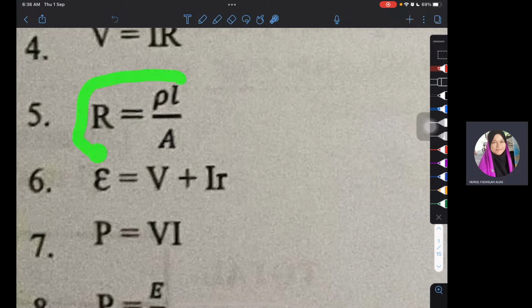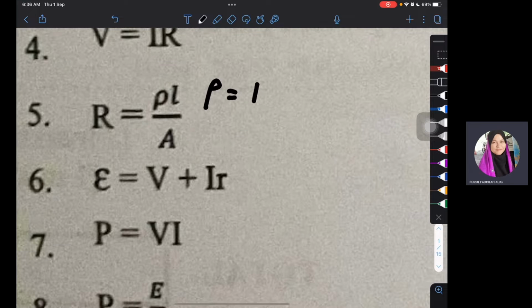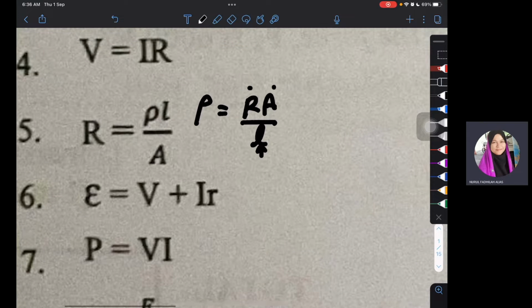So you can use this formula to calculate resistivity. Resistivity equals RA over L. What is R? Resistance. What is A? Surface area. And this is the length. So if you want to see the relationship between the length and the resistance, it's directly proportional. If you increase the L, you increase the R. What about the relationship between R and area? If you increase the area, you will decrease the resistance.